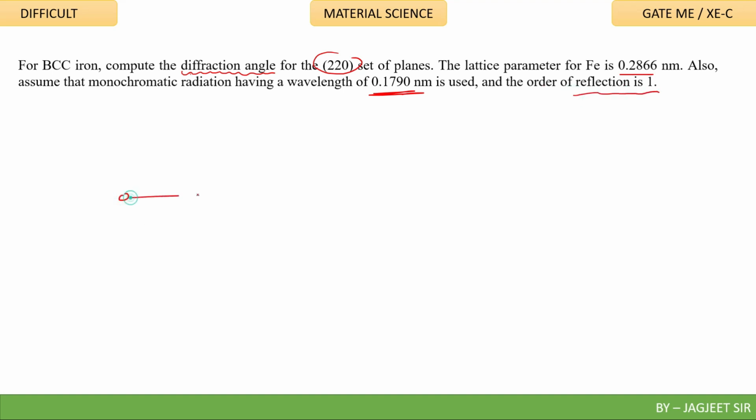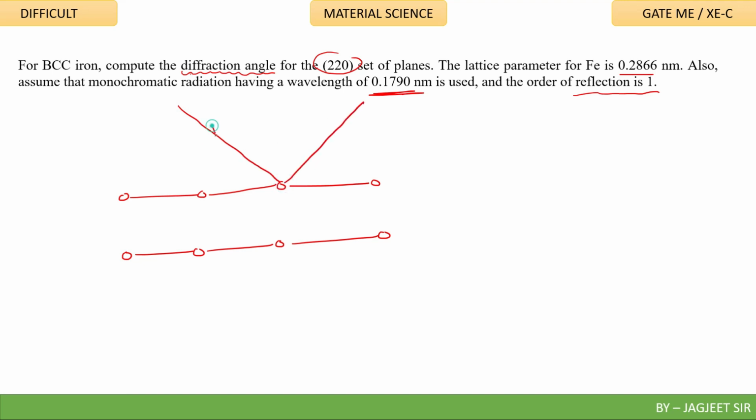When you just take the planes like this, there is a technique called X-ray diffraction. You strike the X-ray on this atom, and this atom diffracts the ray like this. Similarly, there is one ray on this one, like this. So from here you can see that this is the angle of diffraction.